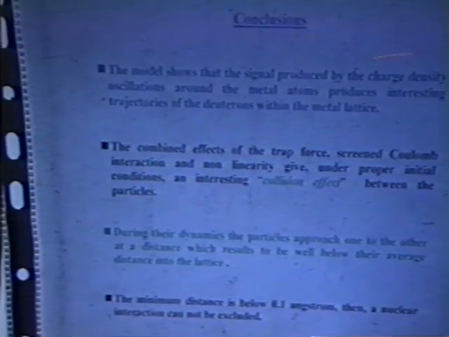I think that we can make the conclusion that the model showed that the signal produced by the charge density oscillation around the metal atoms produces interesting trajectories of the deuterons within the metal lattice. And the combined effect of the trap force and non-linearity produces a collision effect. During their dynamics, the particles approach one another at a distance that is very, very well below their average value in the lattice.